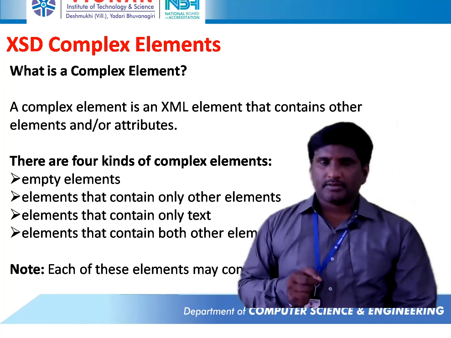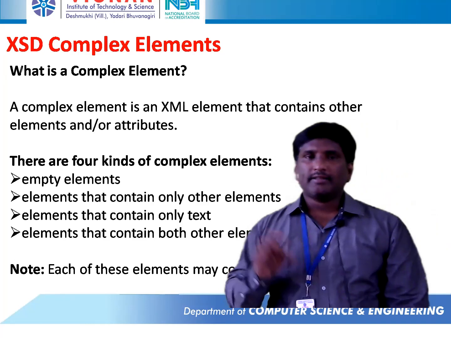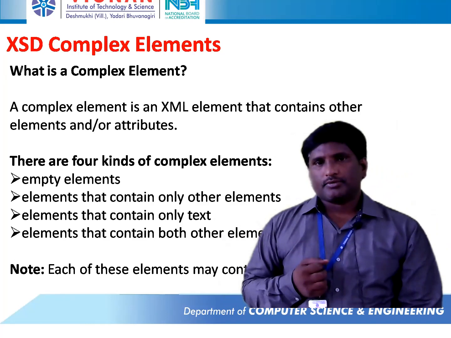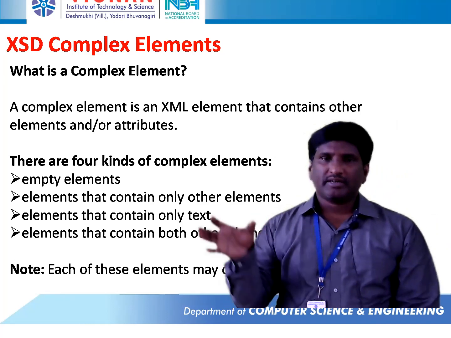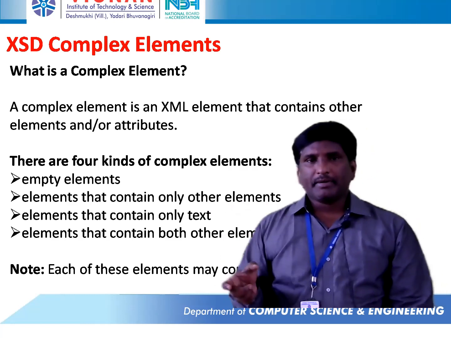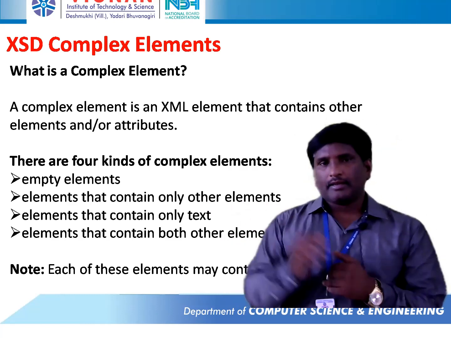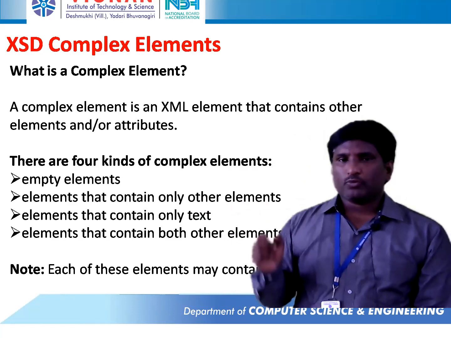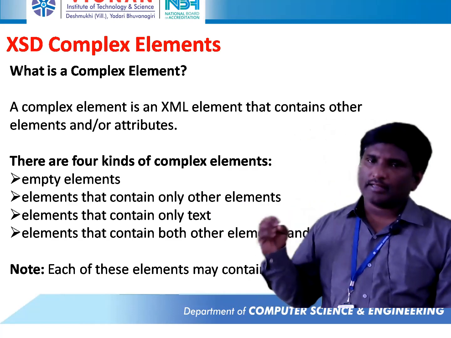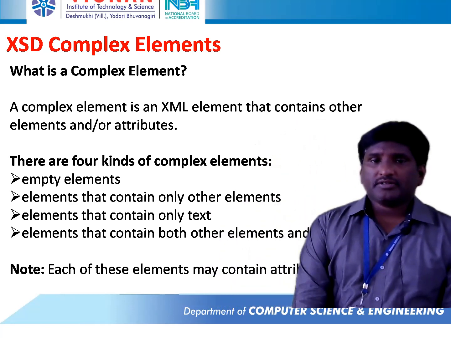What is a complex element? A complex element is an XML element that contains other elements and/or attributes. Simple elements only consist of text, but complex elements may contain other elements or attributes. And there are 4 kinds of complex elements: empty elements, elements that contain only other elements, elements that contain only text, and elements that contain both other elements and attributes.